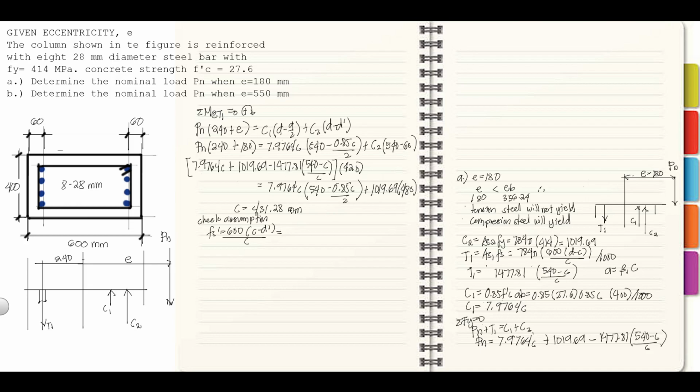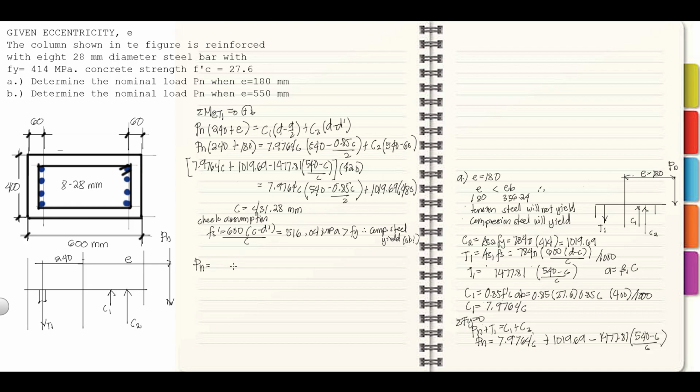So, ang nalabas 516.04 megapascal. That is greater than the Fy. Therefore, compression steel yields. Okay, yung ating assumption. Okay? So, next, gagawin natin, okay yung assumption natin, pwede natin ma-solve yung Pn. Okay? Or yung Pn, I should say, the Pn.